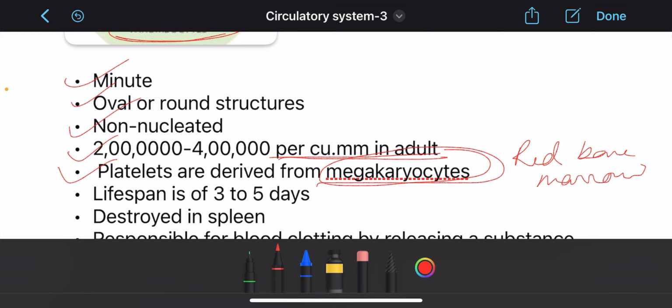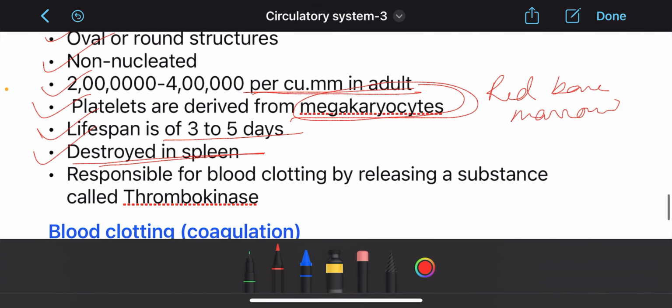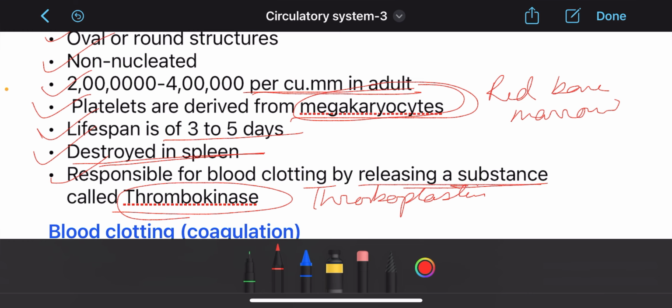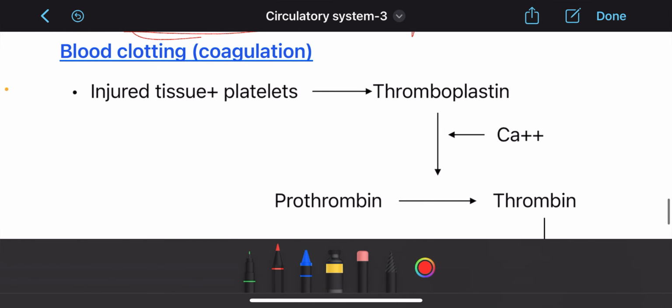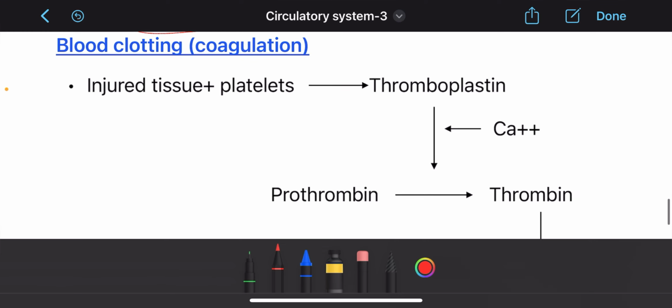The lifespan of a platelet is from 3 to 5 days. They are destroyed in the spleen like other blood elements. They are responsible for the clotting of blood by releasing a substance called thrombokinase, which is also known as thromboplastin. Now after this we are going to look into the mechanism of blood clotting or blood coagulation.